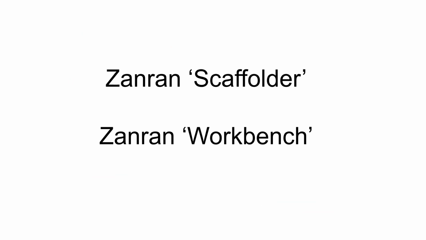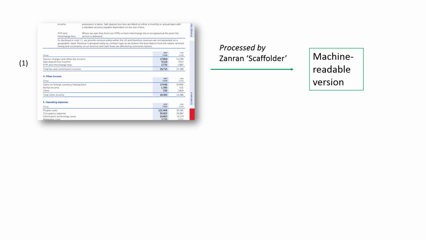Zanran actually has two pieces of software, one for extracting tables and text, and the other for checking and for enriching the content. We'll start with the Zanran scaffolder. Its main role is to get data out of unstructured documents like PDFs. The scaffolder is class leader when it comes to pulling out tables into machine-readable Excel or XML.